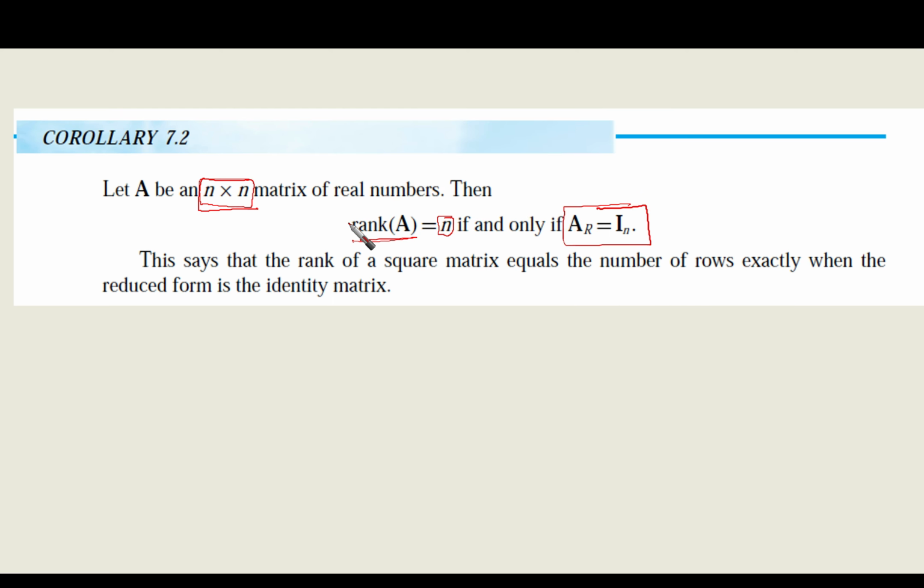Let A be an n by n square matrix of real numbers. Then rank A equals n if and only if AR equals In. Again, if we have an n by n matrix of real numbers, then the rank of this matrix is going to equal n if and only if the reduced matrix AR is In.